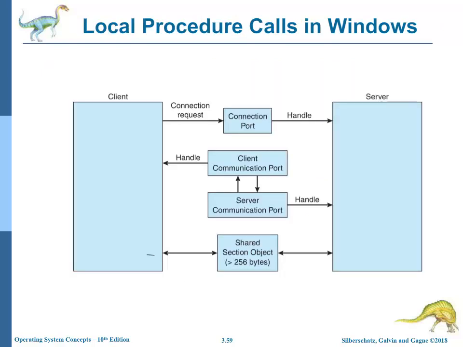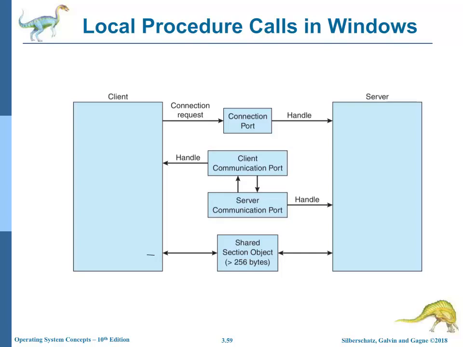Server processes publish connection port objects that are visible to all processes. When a client wants services from a subsystem, it opens a handle to the server's connection port object and sends a connection request to that port. The server then creates a channel and returns a handle to the client. The channel consists of a pair of private communication ports, one for client-server messages, the other for server-client messages.